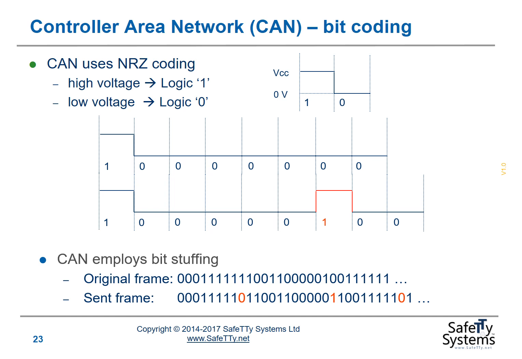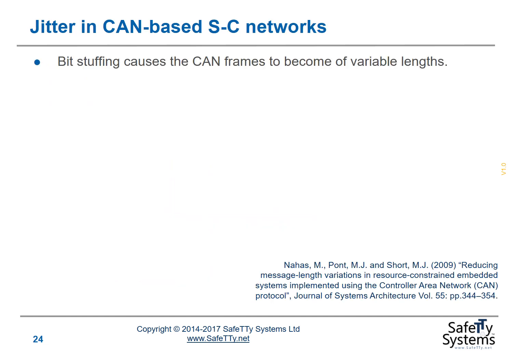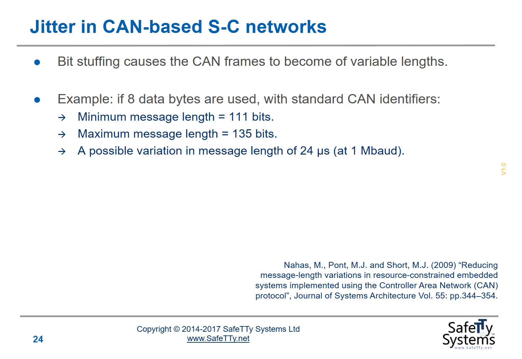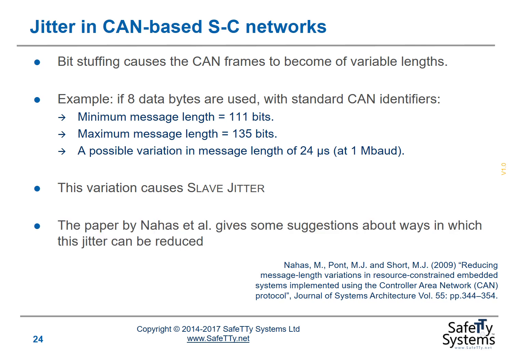It's clear what's going to happen here in terms of slave jitter. So, bit stuffing causes the CAN frames to become of variable length. For example, if we have 8 data bytes used and standard CAN identifiers, the minimum message length is 111 bits, the maximum message length is 135 bits, so we have a possible variation in message length of 24 microseconds at 1 megabaud. That's a significant level of jitter that we have in this design. So it causes slave jitter.